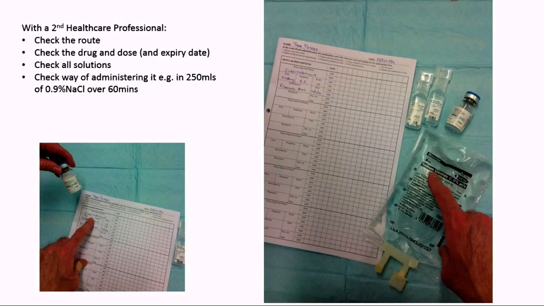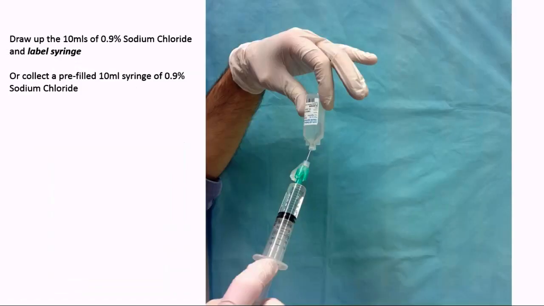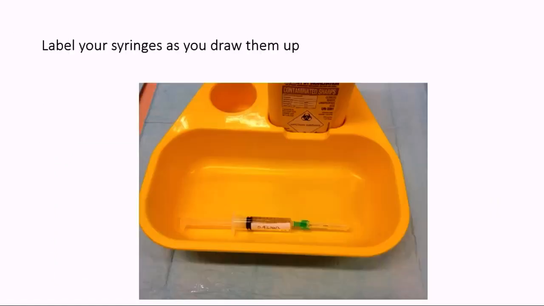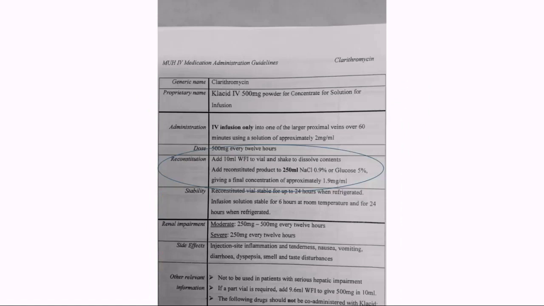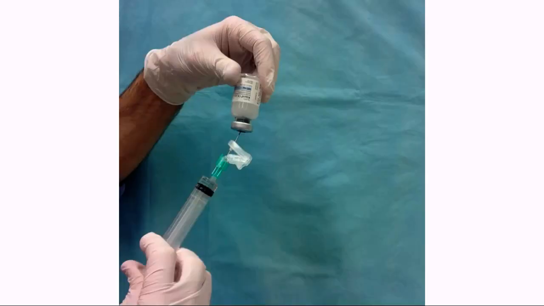So start by checking the route and the drug and dose and all your solutions with a second healthcare professional. Check the way of administering it, in other words, in 250 mils of 0.9% sodium chloride over 60 minutes. Start by reconstituting your 0.9% sodium chloride, then label your syringes again, and then take the water for injections and reconstitute the clarithromycin using the water for injections.